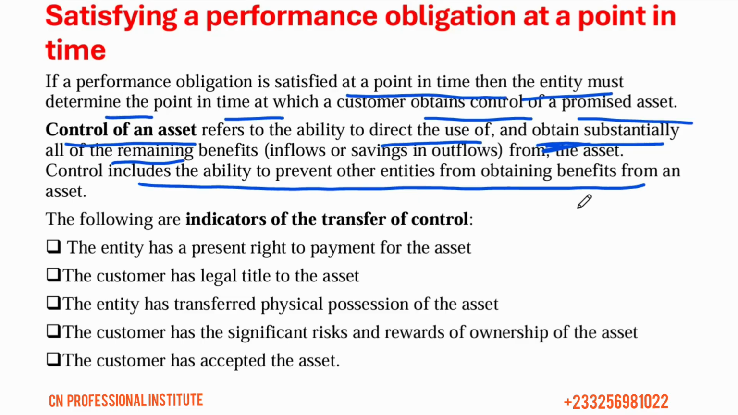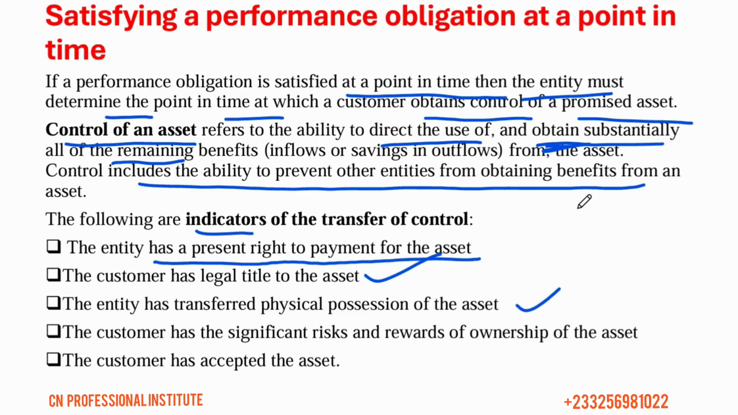Right? And then the standard further gives us indicators of control. What shows the customer controls the asset? What shows the customer controls what? The asset. Right? So we have the indicators of control. One, it says the entity has present right to payment for the what? The asset. So you the one selling, you have a present right to demand payment for the asset. The customer has obtained what? The legal title. So you've passed the legal title to what? The customer. Legal title has been transferred to the customer.